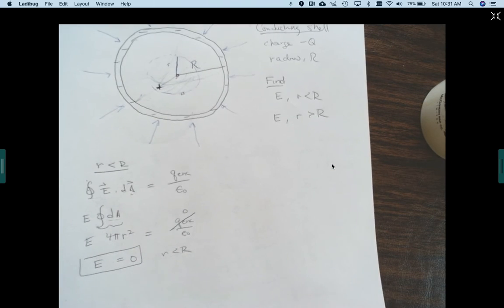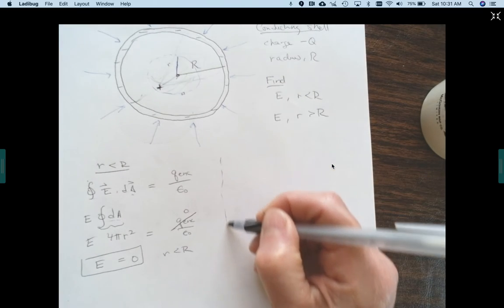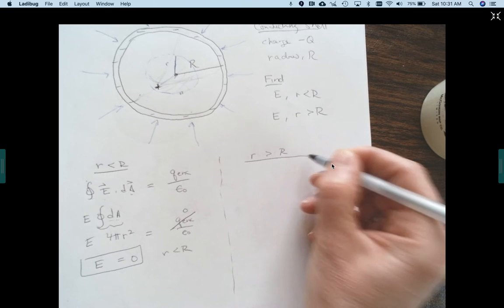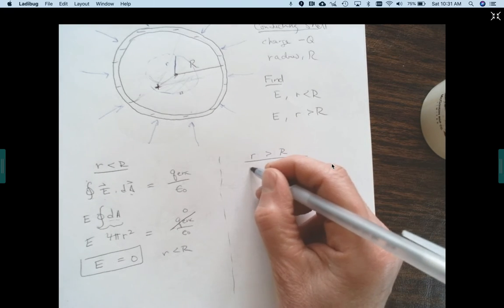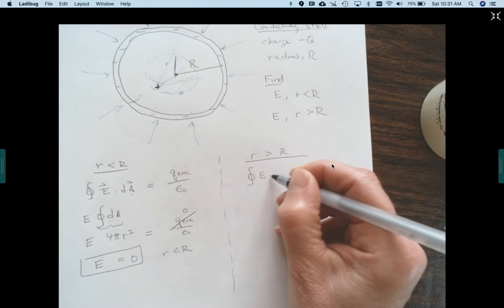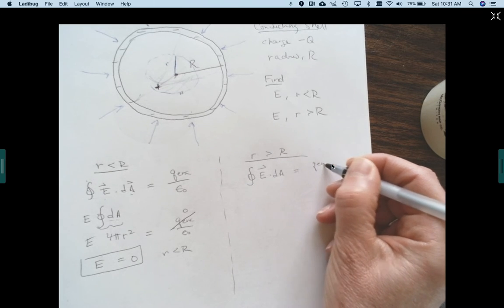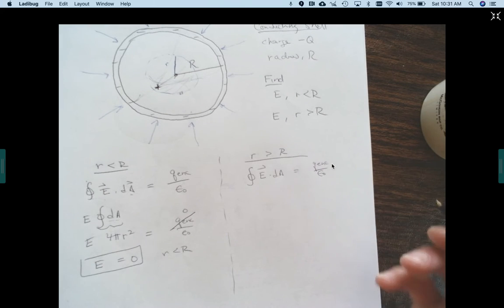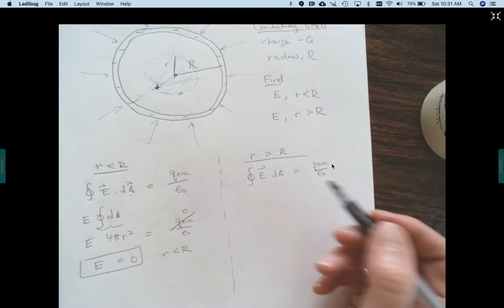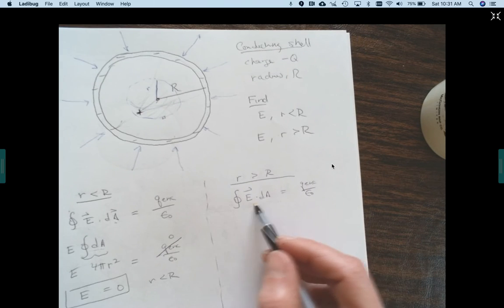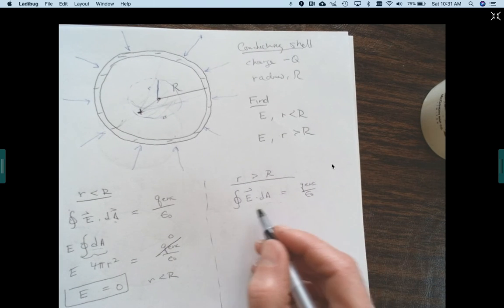Okay, so then what if we're outside the sphere, r greater than R? So we start with Gauss's law. It says the electric flux is my enclosed charge over epsilon naught. So again, I don't know anything at the beginning about what the direction of the field is. Let's say that's going to come from our charge.